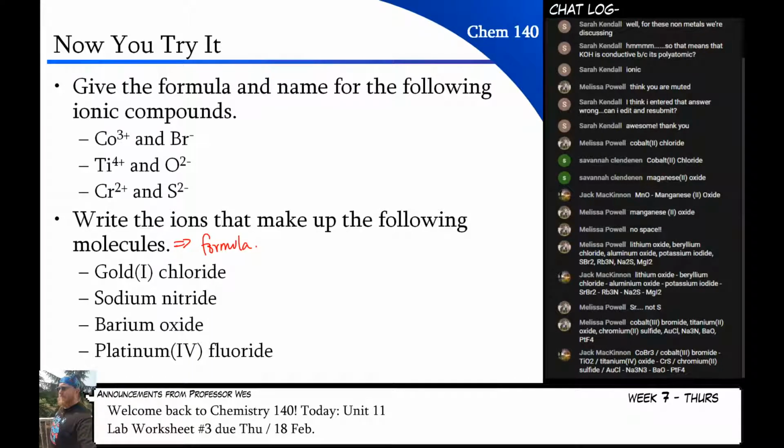All right. Same thing as before. We're going to combine these together. So I have a charge of +3 and a charge of -1. I'm going to need 3 of these bromides. So there's my formula. And then I would name it from the ions. So I have cobalt with a +3 charge, bromide.